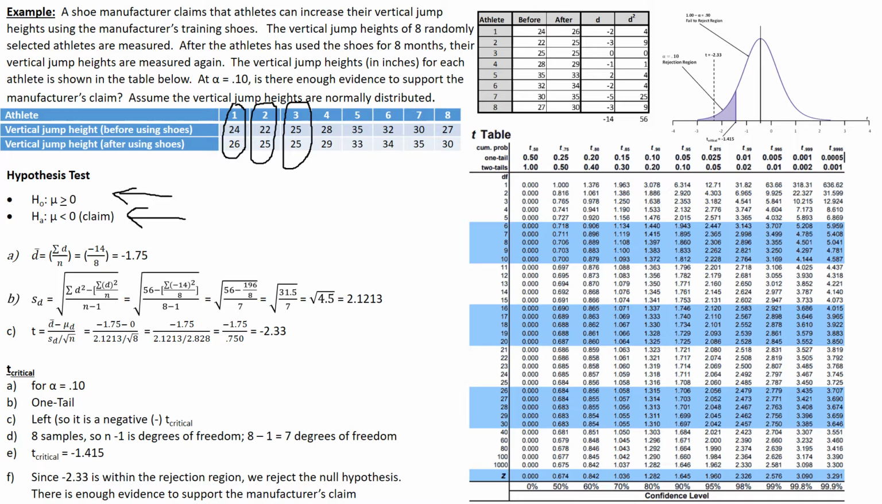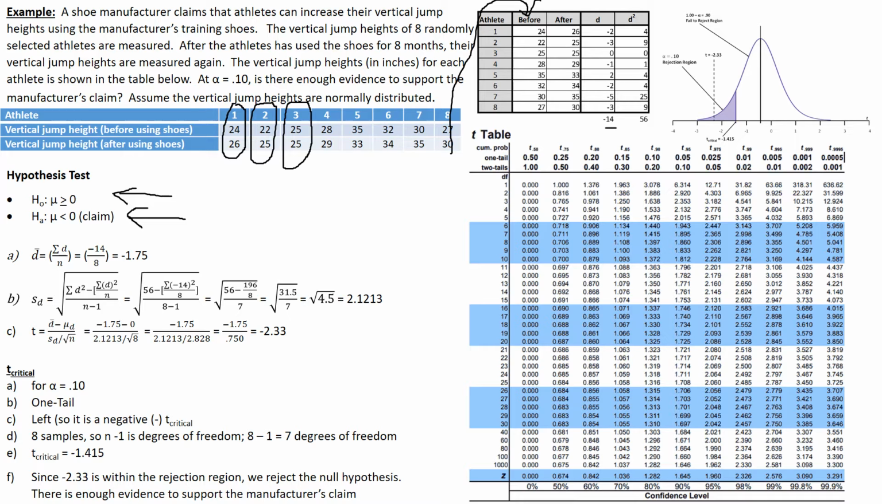Now, there's a couple things here. I've redistributed this table from here into here to use Excel. And I've got before and after, the same information, 24. I've got to find my d and then my d squared. 24 minus 26 is negative 2. 22 minus 25 is negative 3. 25 minus 25 is 0. And that adds up to negative 14.